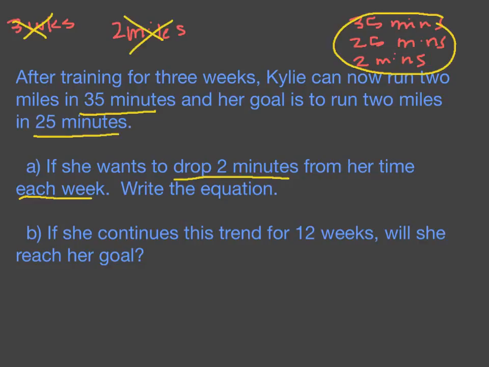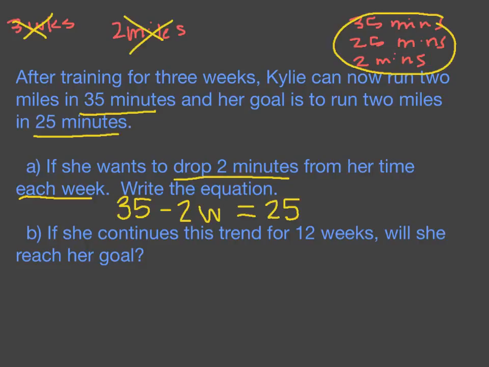So the current amount that she's running at is 35 minutes. Then the next piece of information says that her goal is 25. If someone's goal is something, that's where they want to be. That's where they want to equal at eventually. Now letter A says what happens. And that is that she's dropping 2 minutes. If someone's dropping 2 minutes, they're losing it. So it's minus 2. And we're not putting an M because we're talking about minutes. We're putting a W because we're talking about weeks.